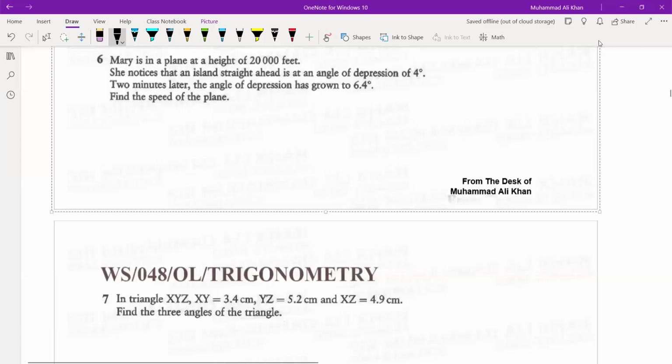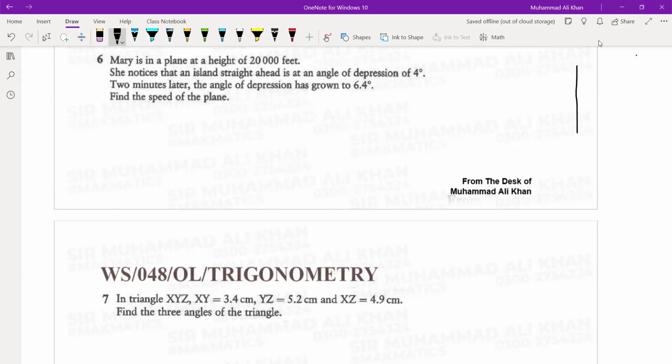Now, students, question number 6. Mary is in a plane at a height of 20,000 feet. She notices that an island straight ahead is at an angle of depression of 4 degrees. Mary noticed the island, and from here an angle of 4 degrees is formed, right? The angle is 4 degrees.